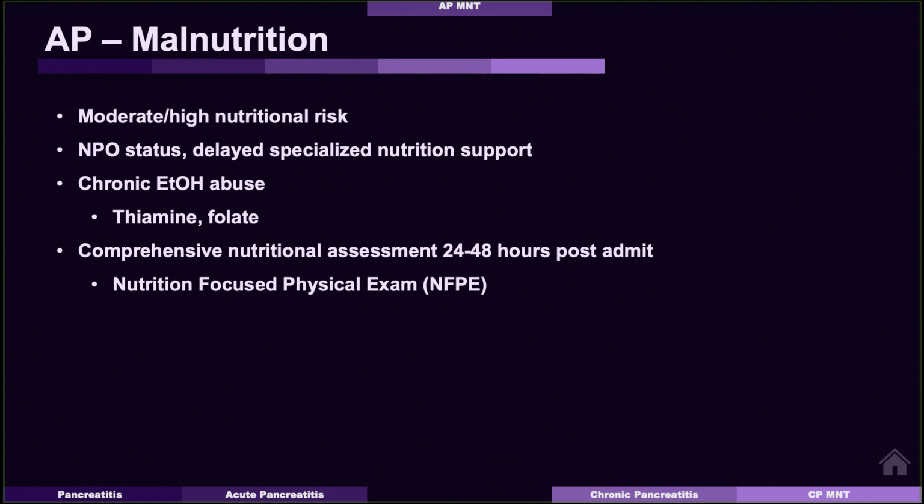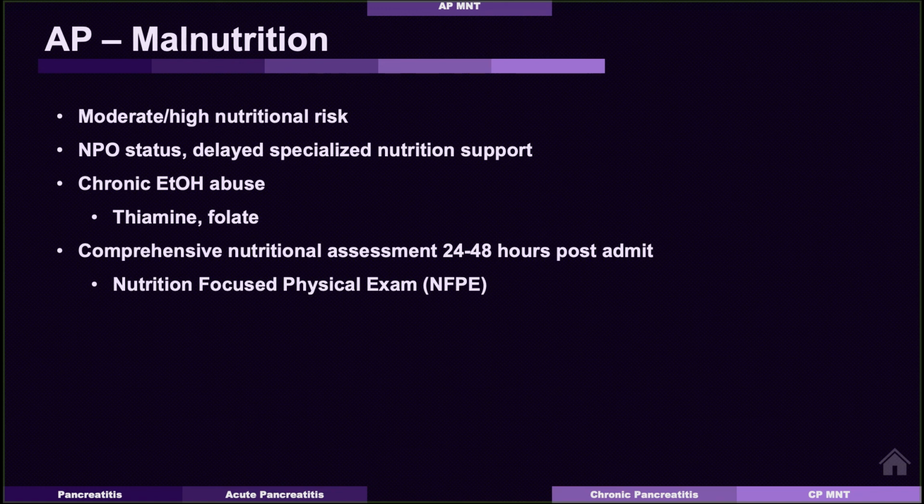The rationale behind that is that it's supporting the integrity of the gut barrier, which does play a role in critical illness. And what we've also seen is that whether the feed originated in the duodenum or in the stomach, there was minimal exocrine secretion with either delivery.